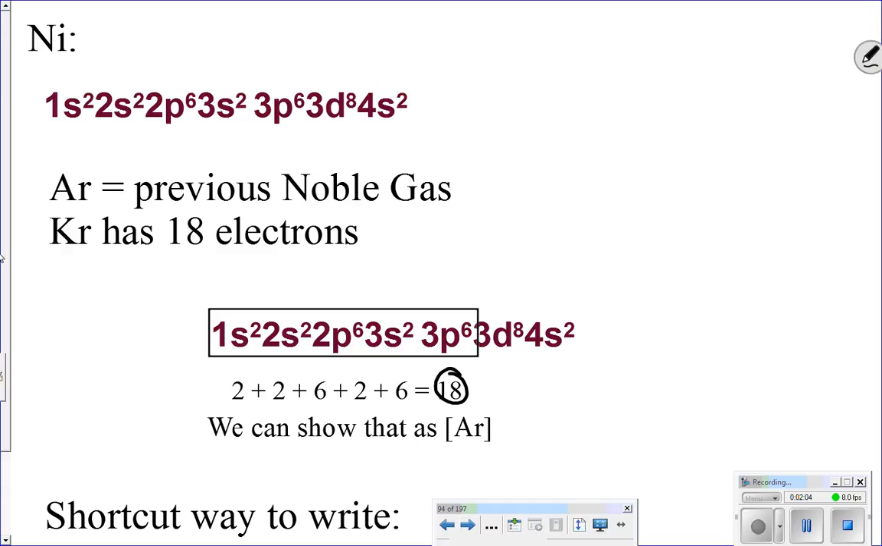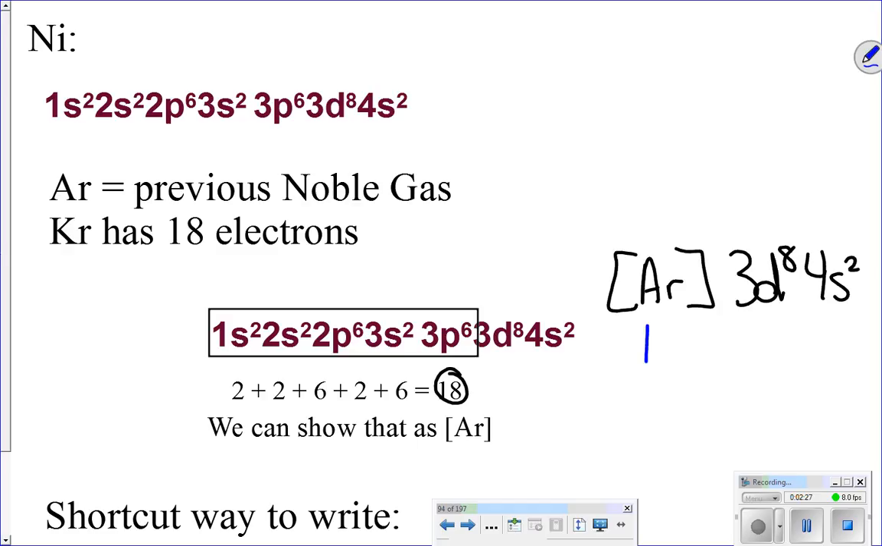So what we can write is we can say, okay, I'm going to write argon in brackets, then I'm going to write that 3d8 4s2 to show the remainder of my configuration. So what this tells me, if you're deciphering this, we're not going to write a ton of these, but you do need to be able to decipher them. So this is talking about 18 electrons, since argon has 18 electrons. 8 plus 2 is 10. So we're talking about 28 electrons here. So if this is a neutral atom, 28 electrons is referring to nickel.